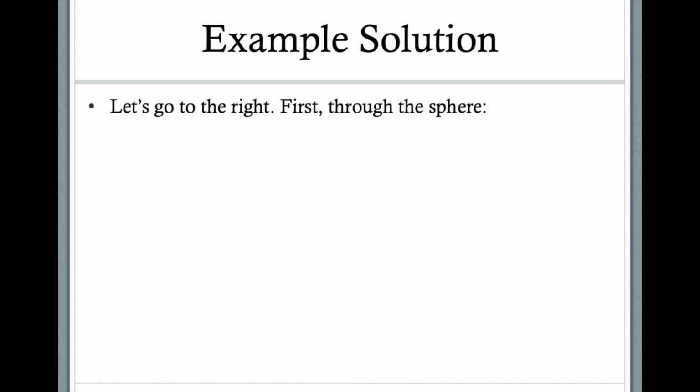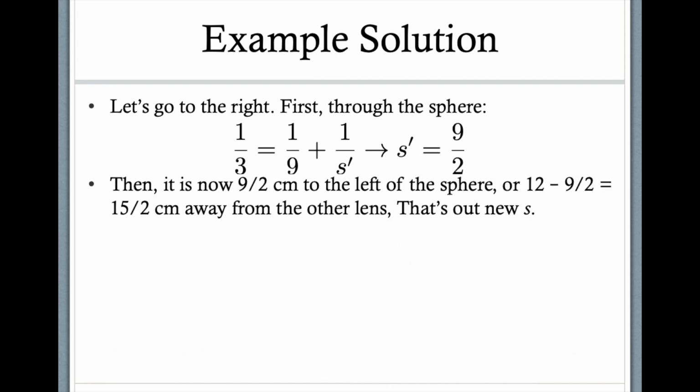Let's take the light rays which are going to the right through the sphere. We have the focus, which is 3 as we discussed earlier. Then 9 centimeters is the distance to that sphere, and s prime is going to be 9 over 2. Since it is positive, it will be left of the sphere, since the light ray will also reflect left of the sphere. Since s prime is positive, it must be on the same side as the light ray that is reflecting off of it. Now, 9 over 2 is going to be my initial distance for the lens that is to the left of the object.